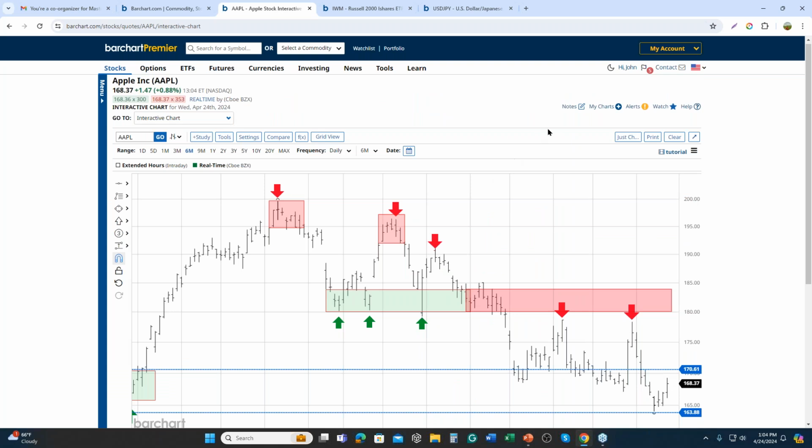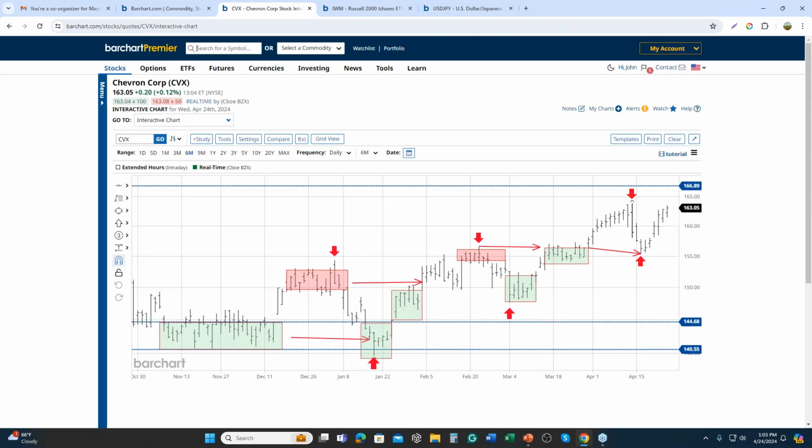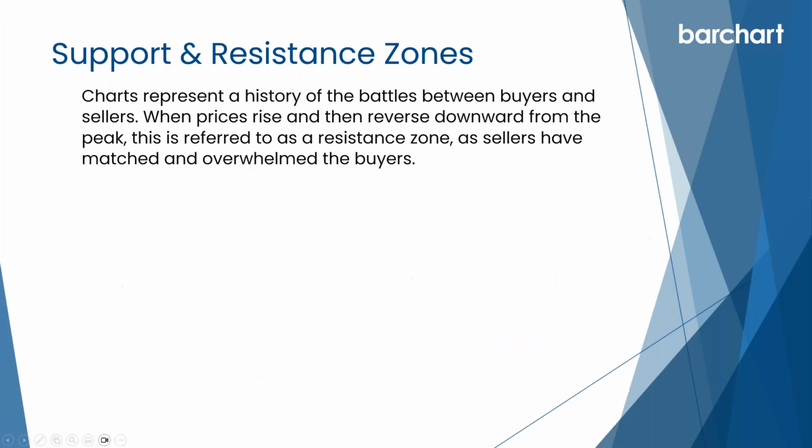So if I'm looking, for instance, this is a chart of Apple, and each one of these red arrows here represents a peak resistance where sellers overwhelmed buyers. This is a chart of Chevron, and each one of the green boxes represents where buyers gained the upper hand and where they were able to push prices higher.